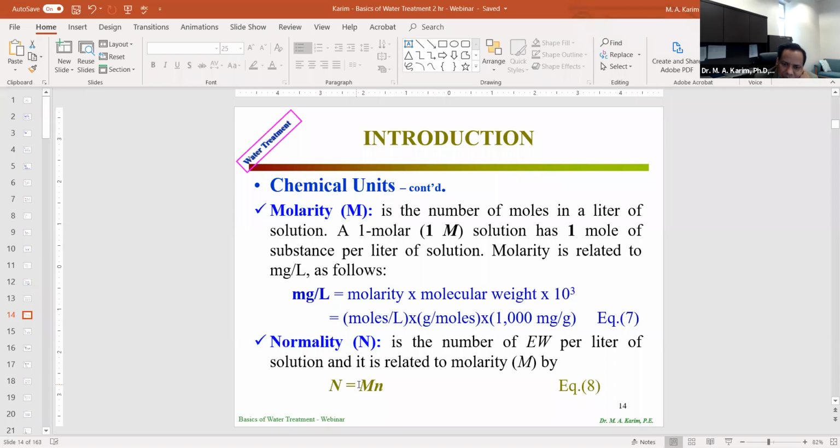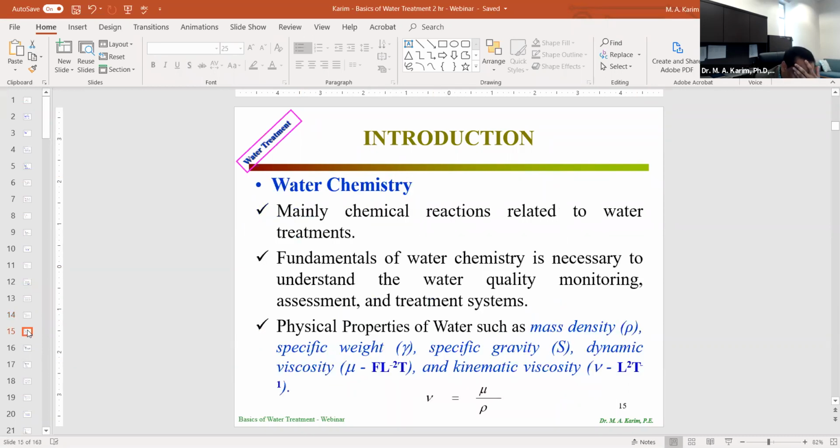So normality is basically molarity times n, if we know the n value for the compound or the contaminant we are dealing with, then we should be able to find the normality of the solution. You guys know that we use the normality of a solution a lot in the lab and other technical areas, what normal solution or molarity solution we use and other things like that.